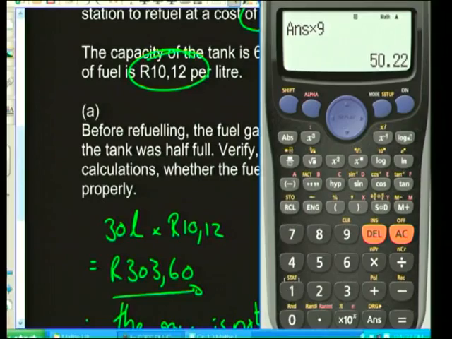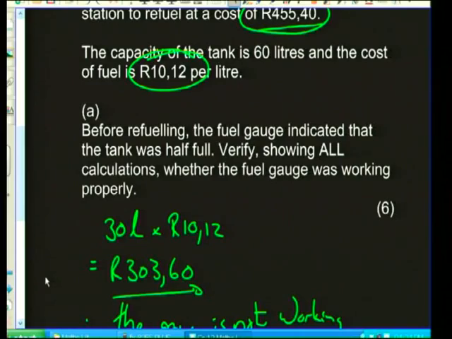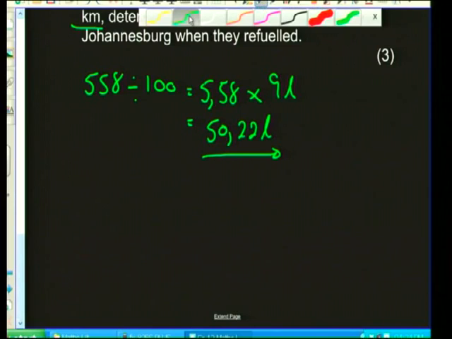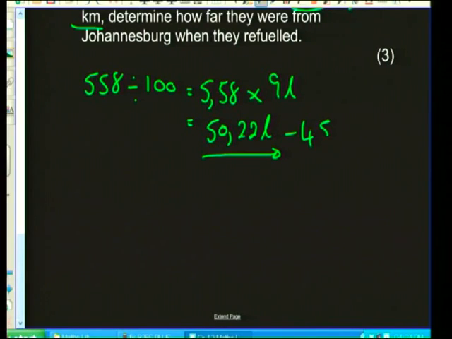So I'm going to take out my calculator and say, right, so we've got 455.40 cents divided by 10.12 equals, and we get 45 litres. So we'd already used 45 litres. Okay, so we need to use 50 litres. We've used 45 litres already. So minus 45 litres. What's that going to leave me with?